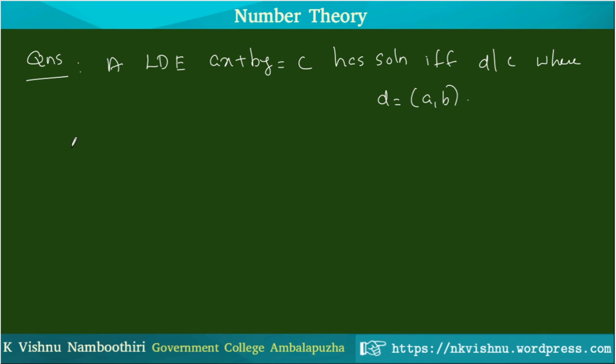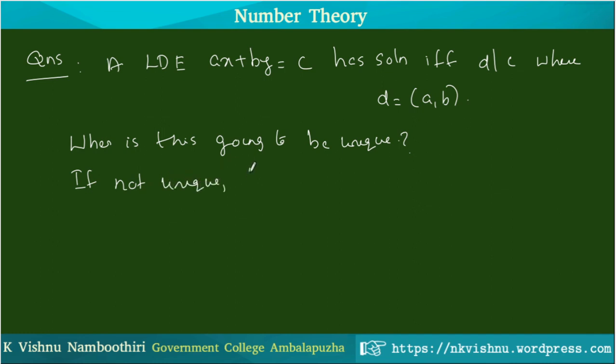Now, when is the solution going to be unique? If not unique, how to find the number of solutions and all the solutions? So these are the two questions we have.